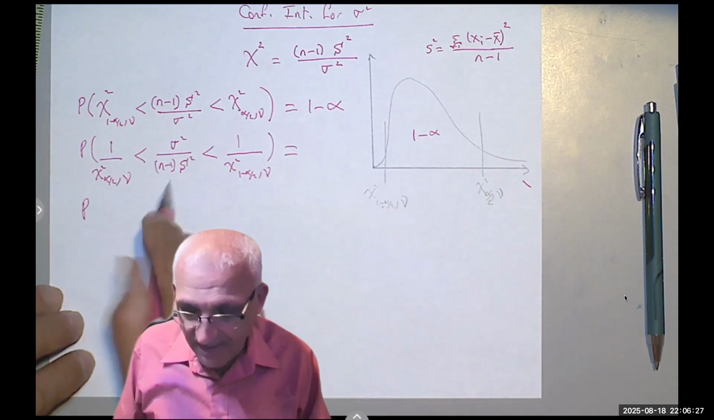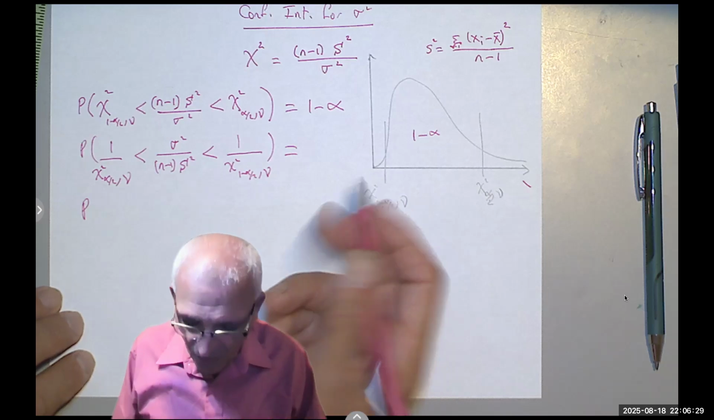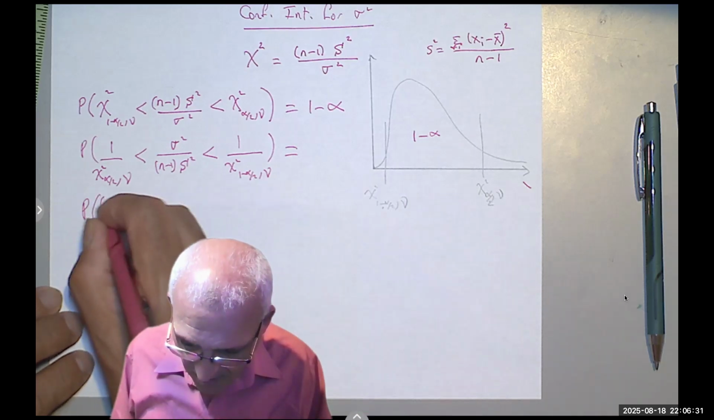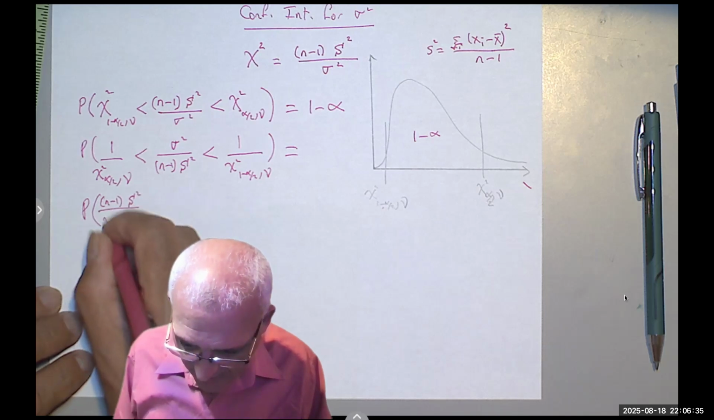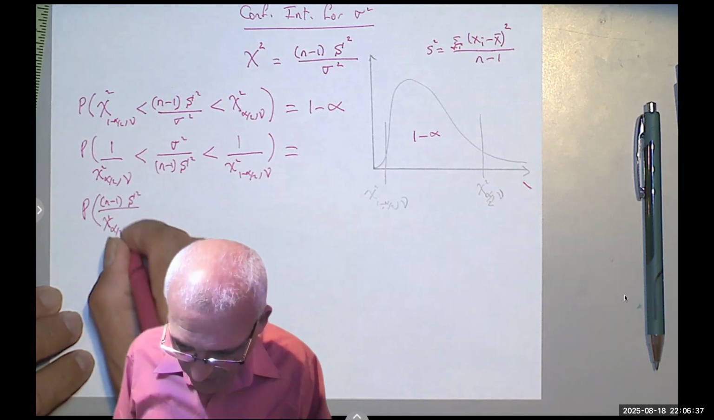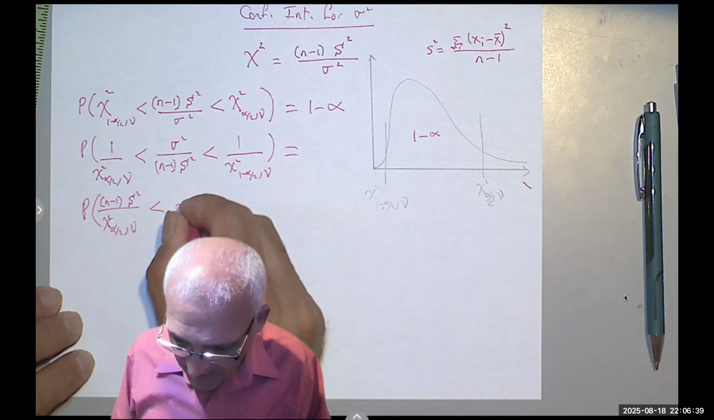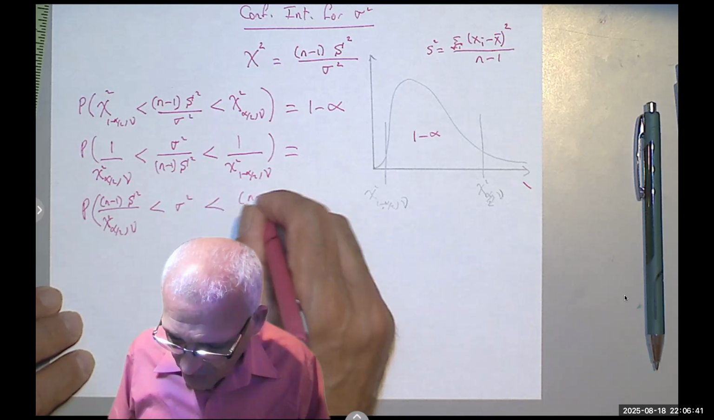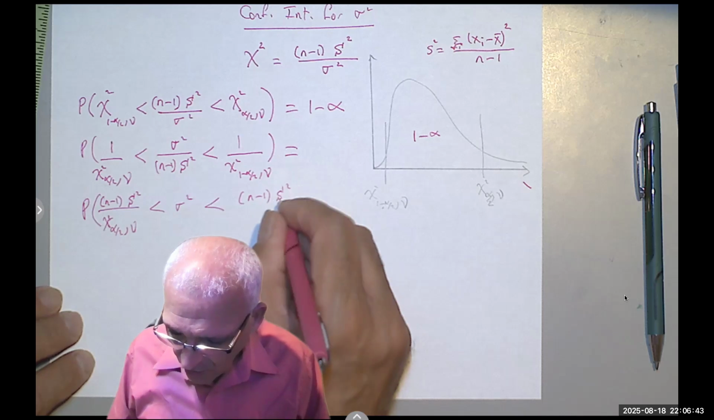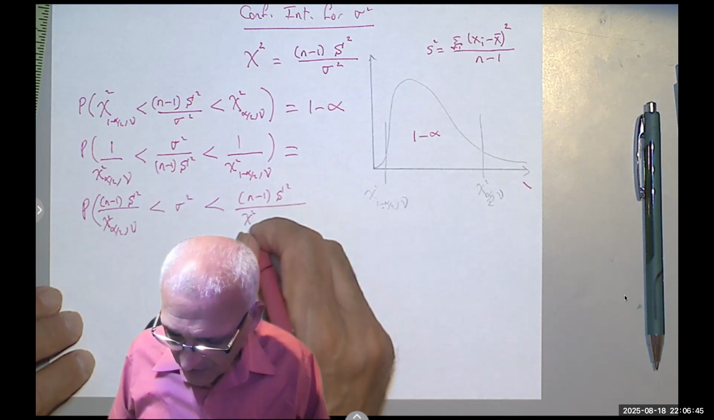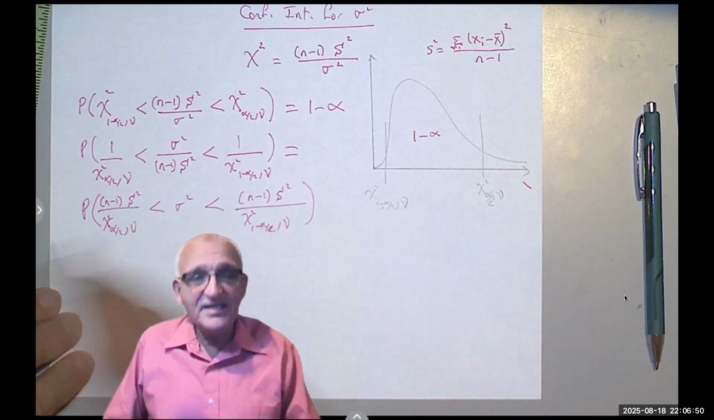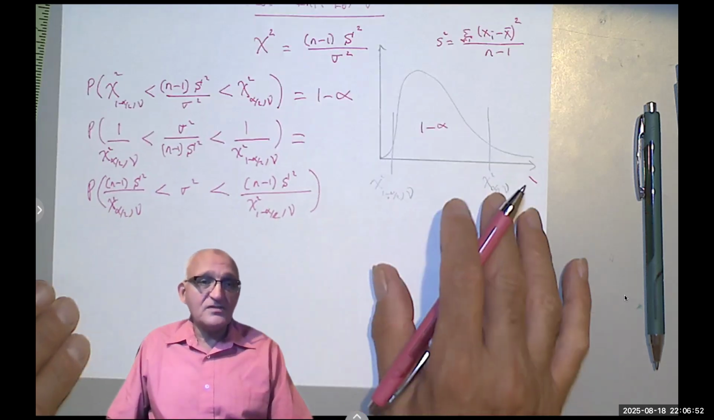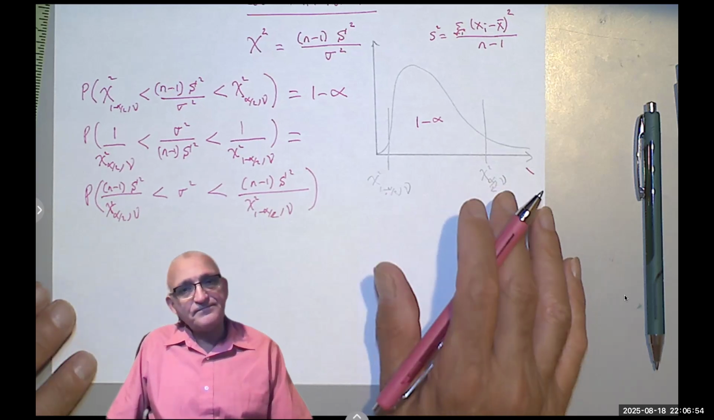Then I'm going to multiply everything by n minus 1 s squared. So that becomes n minus 1 s squared over chi-square alpha over 2 and degrees of freedom is less than sigma square is less than n minus 1 s squared over chi-square 1 minus alpha over 2 and degrees of freedom. That is my confidence interval for sigma square.